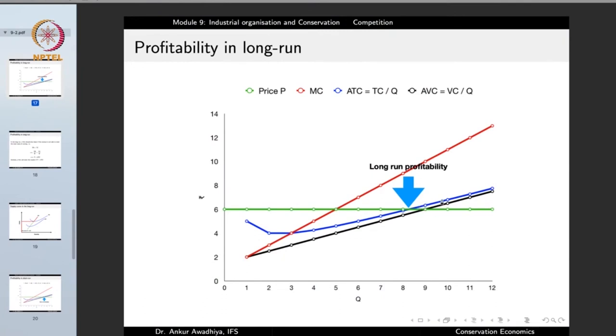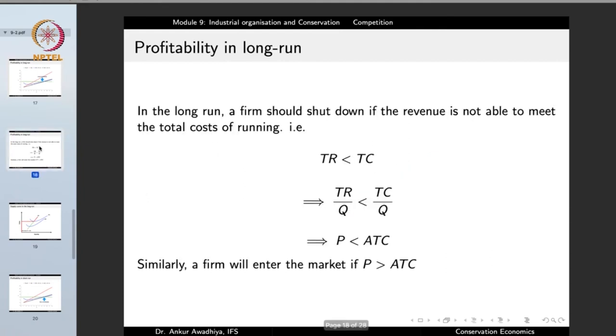So now we are moving into a point of loss. And so we should not cross this point, but this is the point for long-term profitability. So in the long run, a firm should shut down if the revenue is not able to meet the total cost of running. Because here again, the firm is making decisions based on rational decision making. And if the revenue is not able to meet the cost of production, then the firm should shut down.